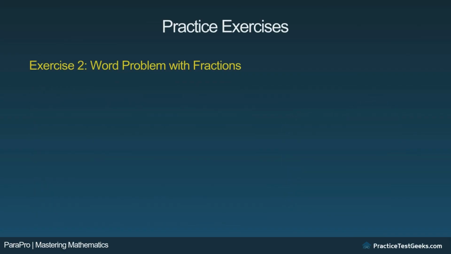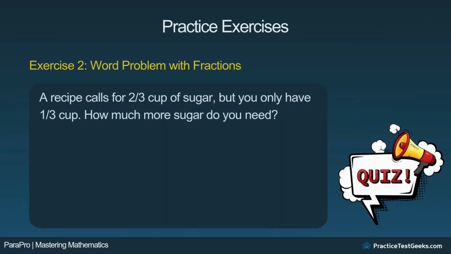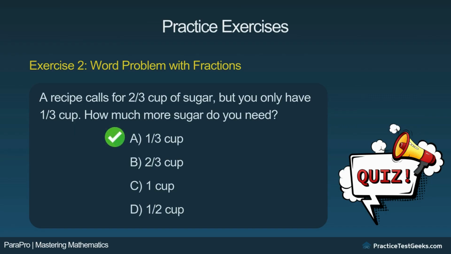Exercise 2. Word problem with fractions. A recipe calls for 2/3 cup of sugar, but you only have 1/3 cup. How much more sugar do you need? A. 1/3 cup. B. 2/3 cup. C. 1 cup. D. 1/2 cup. The answer is A. 1/3 cup. Explanation: you need 2/3 cup, but you have 1/3 cup, so you need to add another 1/3 cup.